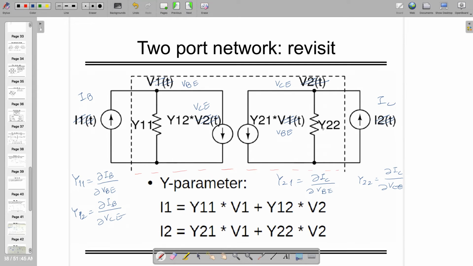You can start from here, where IB is equal to I0 exponential VBE by VT. If you do the derivative, what are you going to see? It's a simple derivative. You have done much more difficult ones than what we are doing now.